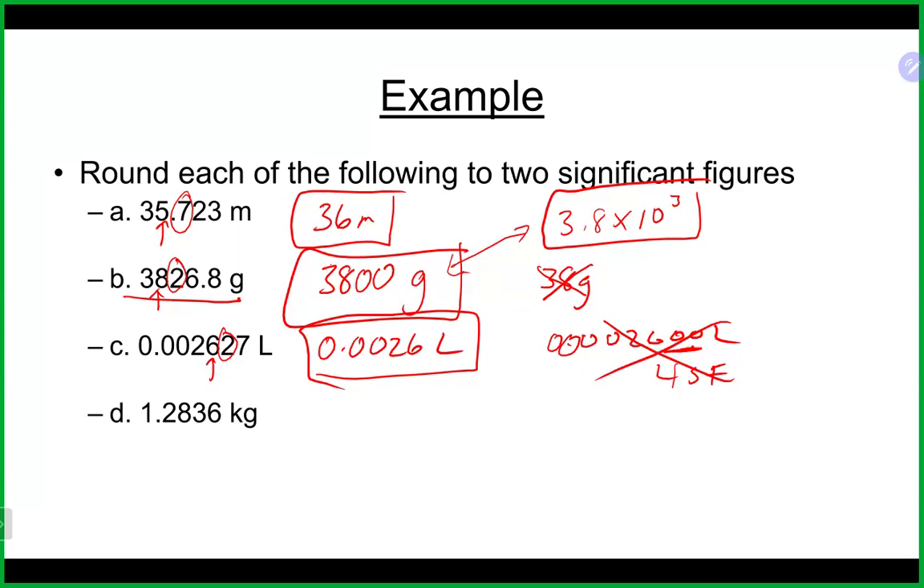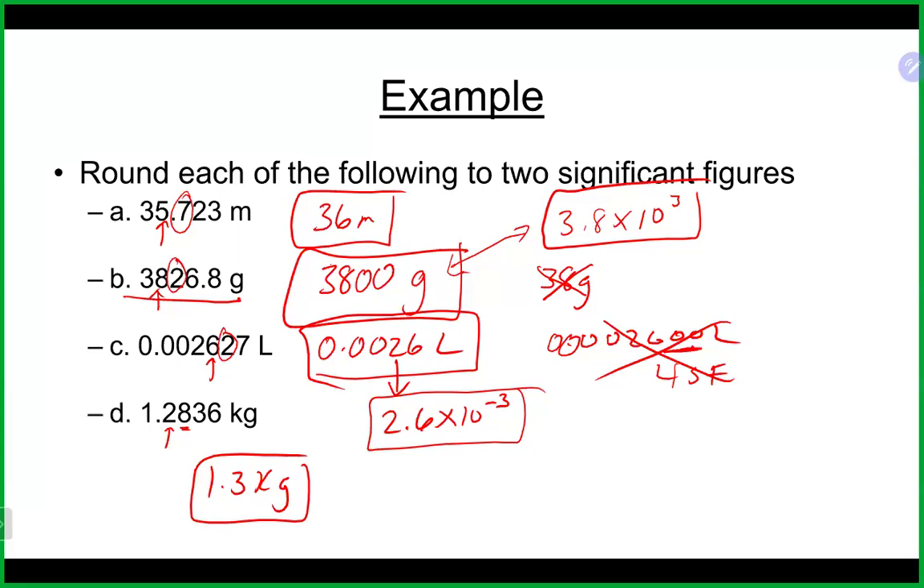And it doesn't change the meaning of the number here. It's basically the same meaning. So we're good to go. This also, you could use scientific notation, 2.6 times 10 to the minus 3 in this case as well. So you could have done that if you'd like. Lastly here, our second significant figure, we got an 8. We're going to round up, 1.3 kilograms in this case. Any questions on that? Now, let's talk a little bit about rounding and doing calculations.